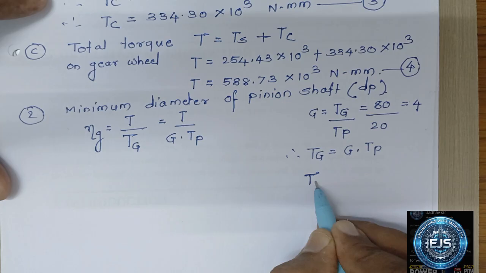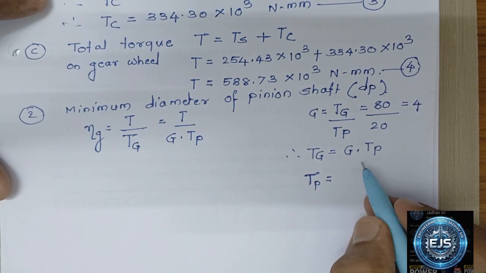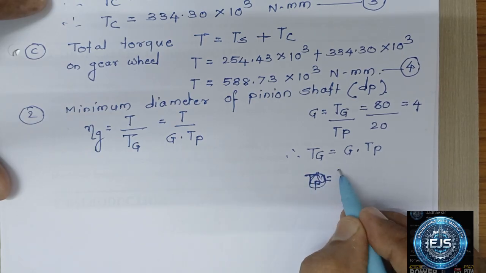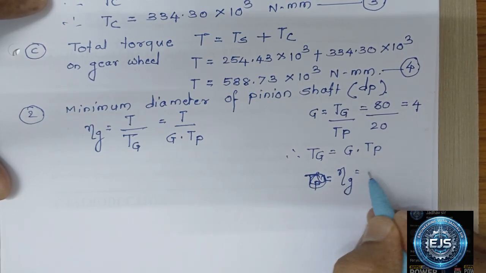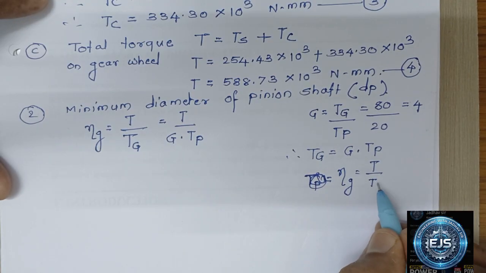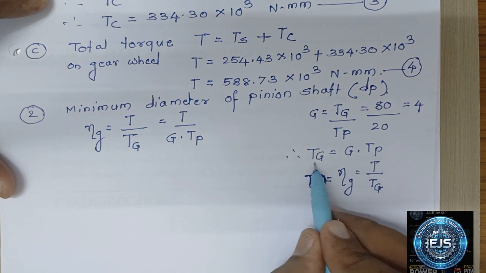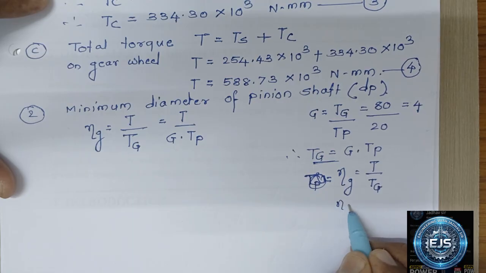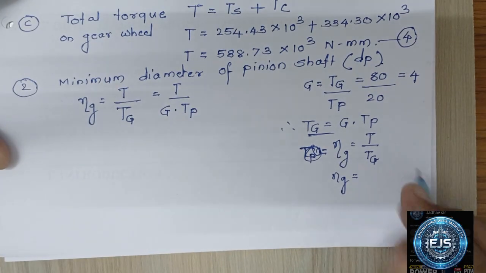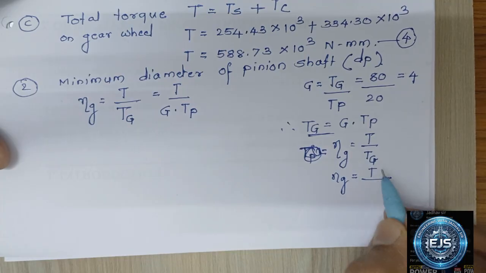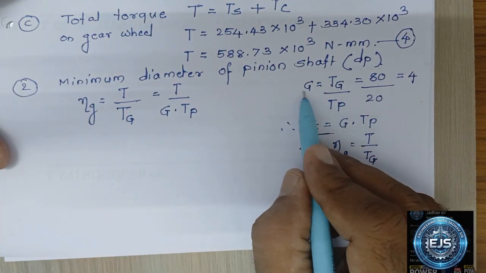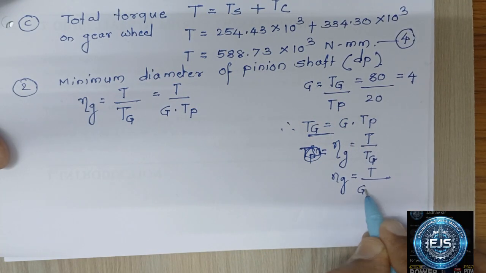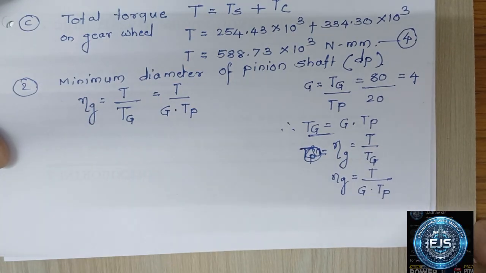So torque on a pinion is given by Tp is equal to... we have the formula of mechanical efficiency, eta G is equal to T upon Tg. This is the mechanical efficiency formula. Tg is expressed as G into Tp. So mechanical efficiency of the gear drive is equal to total torque divided by Tg, and Tg is nothing but G into Tp, gear ratio times torque on a pinion.